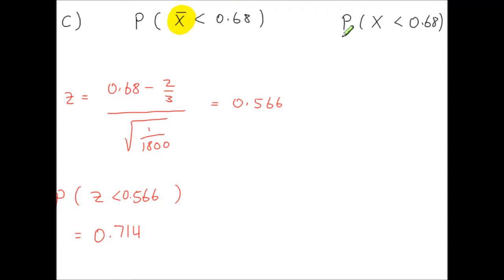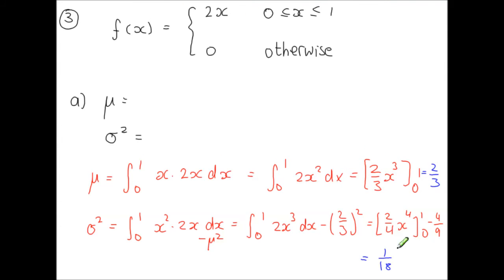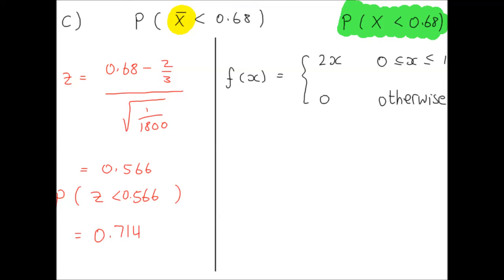In the calculation of the probability that x is less than 0.68, we have to use our continuous random variable. So the probability that x is less than 0.68, using our continuous random variable, we're going to integrate from 0 to 0.68, like this, and that would give you the answer.